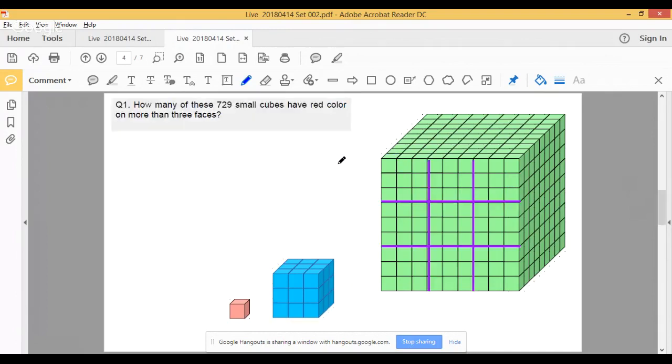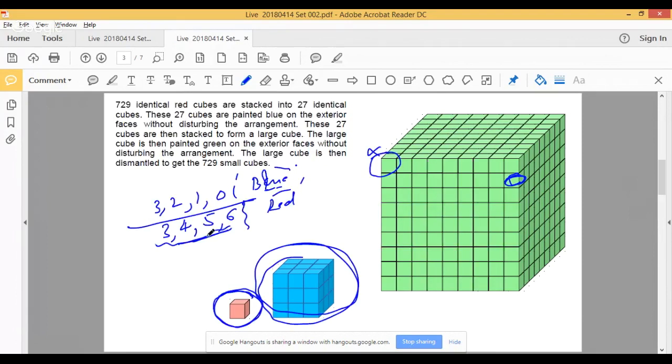Okay, let's go to the questions. I've just marked out this surface so that it's easier to calculate. How many of these 729 small cubes have red color on more than 3 faces? Now, if we go back again, we know red color will be there on at least 3 faces. So you want more than 3 faces to have red color, right?